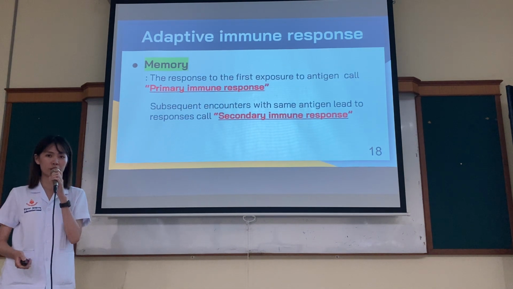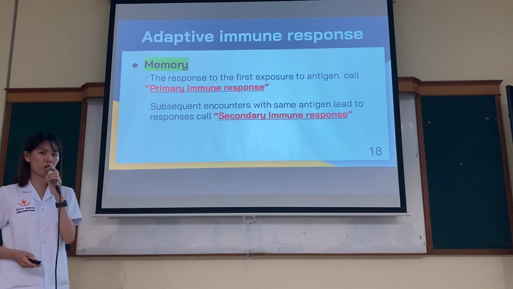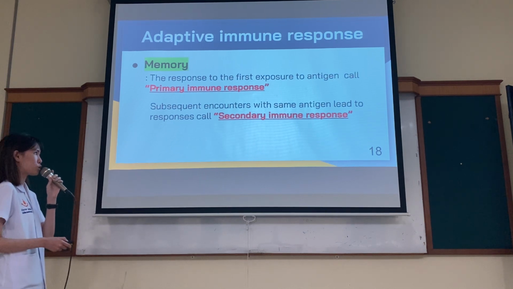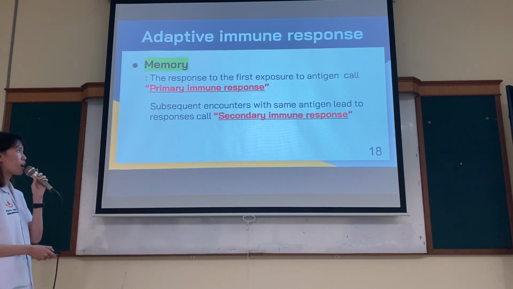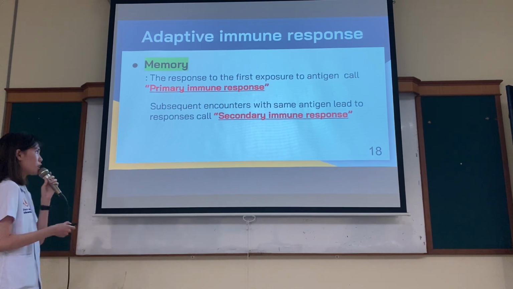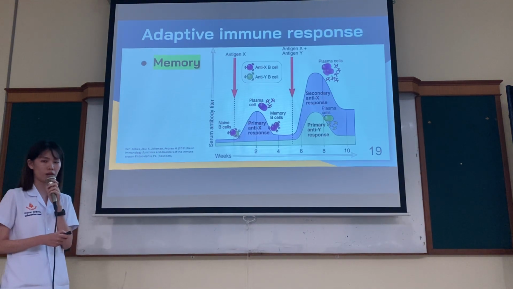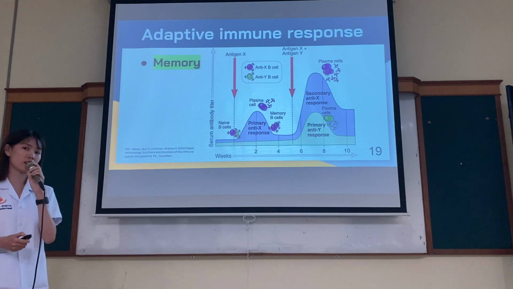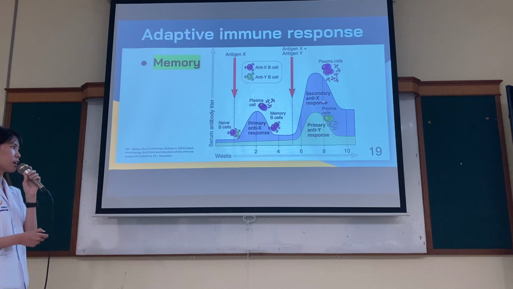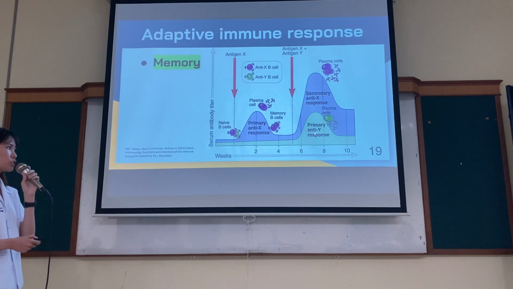I'm Sri Kansa. Today I'm going to talk about memory, which is one property of the adaptive immune response. The first exposure to antigens is called the primary immune response. Subsequent encounters with the same antigen lead to a response called the secondary immune response. This figure shows how primary and secondary immune responses react to antigen X and antigen Y. The secondary response to antigen X is more rapid and larger than the primary response, and is different from the primary response to antigen Y.